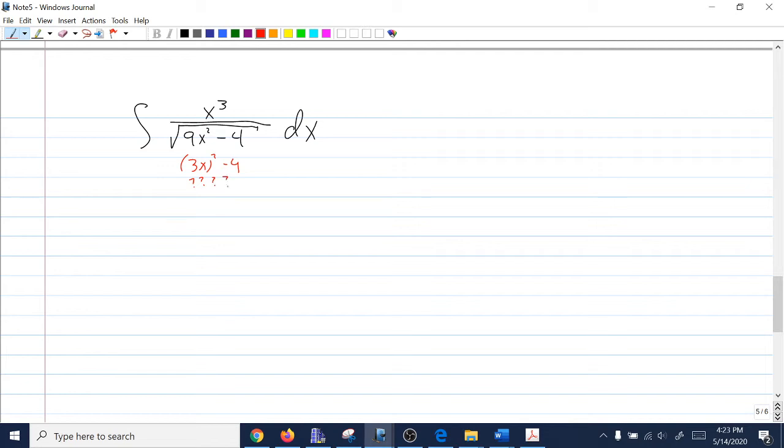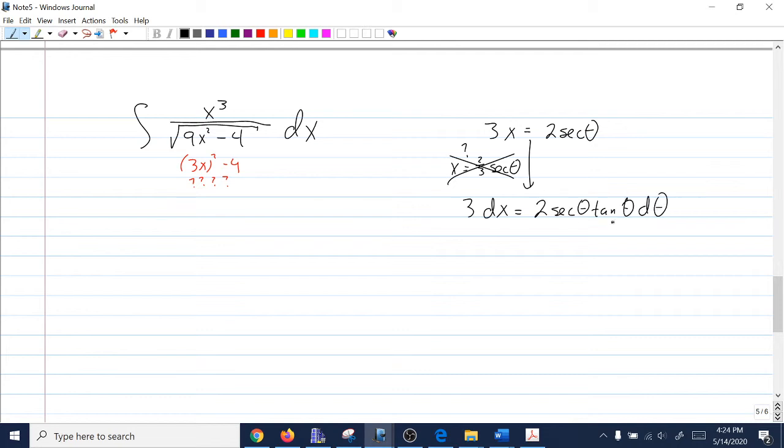So if I'm just remembering the substitution that way, I can do it the same way, except instead of it being 2 secant theta being x, it needs to be 3x that's 2 secant theta. If you want to, you can solve this for x, but you don't particularly gain any value from that. If you're comfortable doing the d's with the 3 on both sides, which you can, the derivative of this is 3 dx. The derivative of this is, what's the derivative of secant? Secant tangent. 2 secant theta tangent theta d theta. This works just fine.